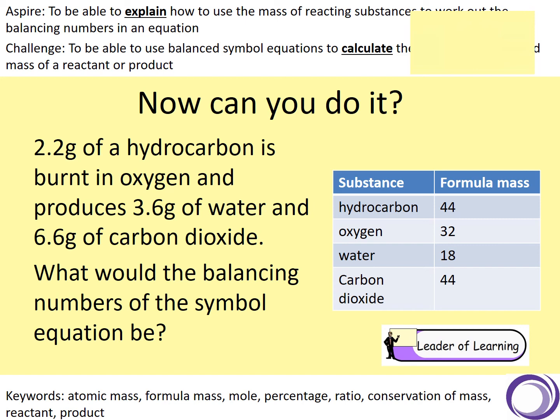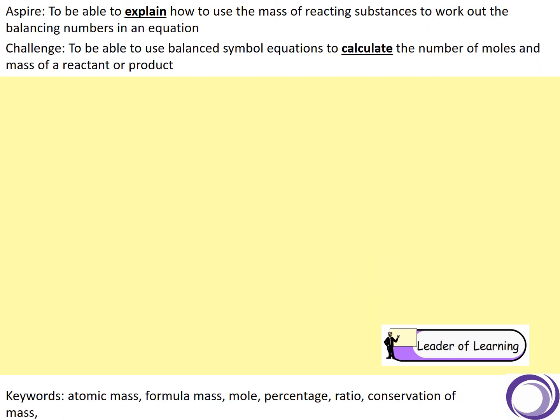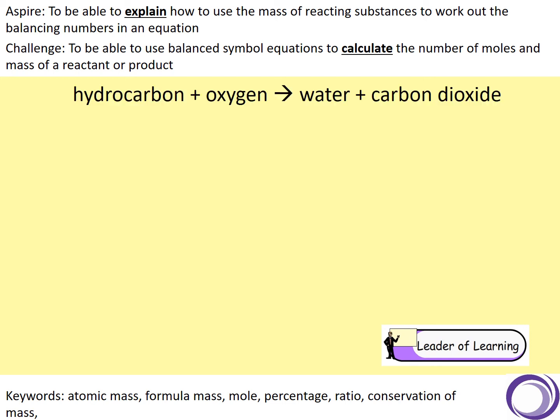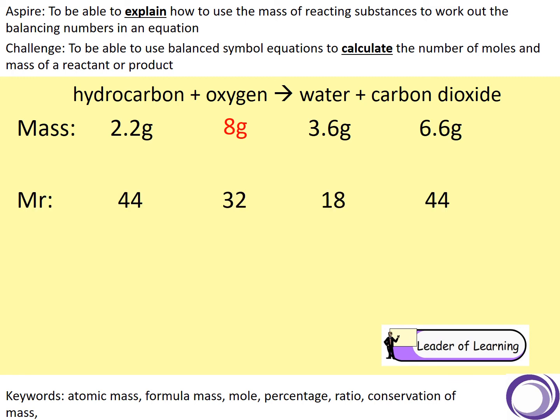If you haven't quite finished and you need some more time, just pause the video and take your time working this out. But now we'll go through the answers together. So first of all, there's our word equation. Hydrocarbon plus oxygen turns into water and carbon dioxide. We know the masses of the hydrocarbon, the water and the carbon dioxide, and because of conservation of mass, we can work out that the mass of the oxygen should be 8 grams.